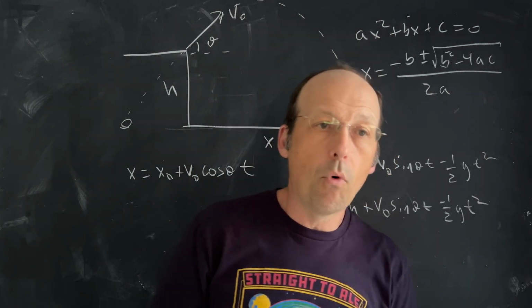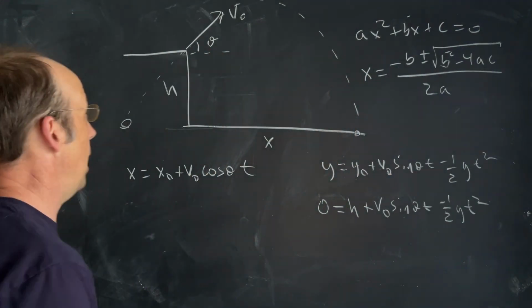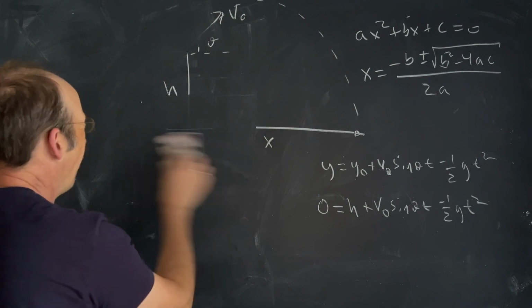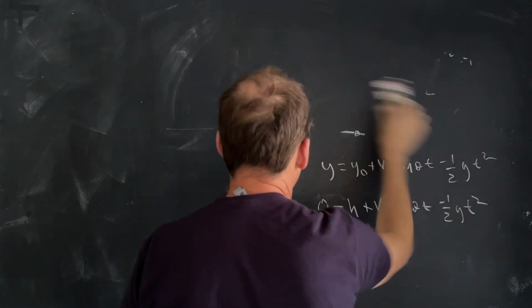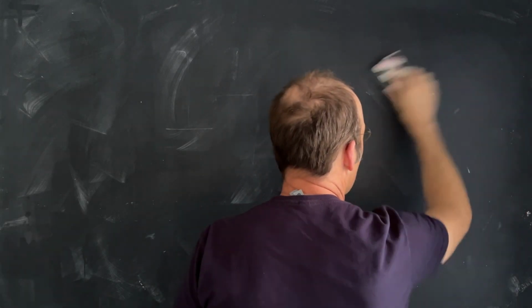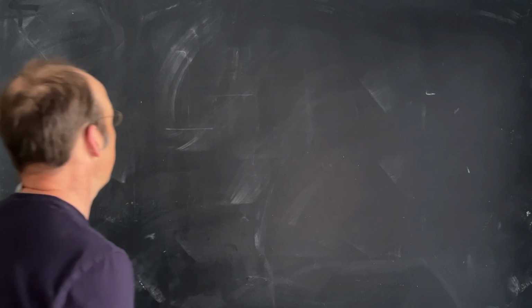There's one more thing in this chapter, and that's that I don't really want to get in too much, but I want to be complete. But it gets a little complicated. It's called relative velocity.